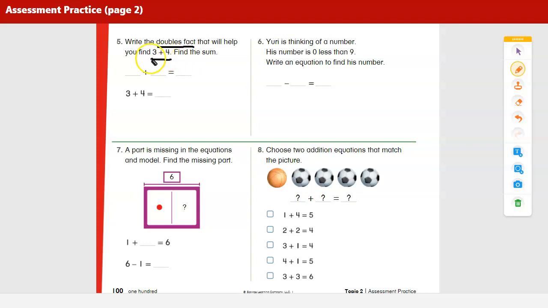A doubles fact is when the addends of the equation are the same number. So what doubles fact could you use to find the sum of 3 plus 4? What doubles fact could you use to find 3 plus 4? So could you use 1 plus 1 to find 3 plus 4? Could you use 2 plus 2, 3 plus 3, 4 plus 4? What doubles fact would help you solve 3 plus 4?